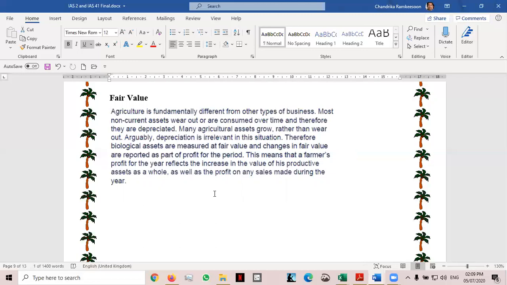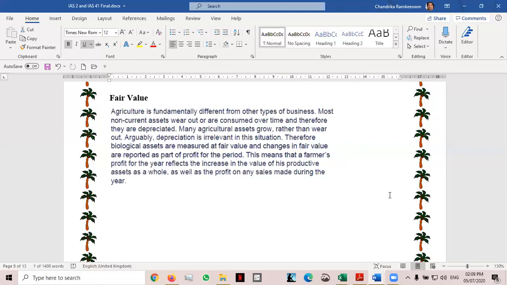Most non-current assets wear out or are consumed over time, and therefore they are depreciated. Many agricultural assets grow rather than wear out. Arguably, depreciation is irrelevant.